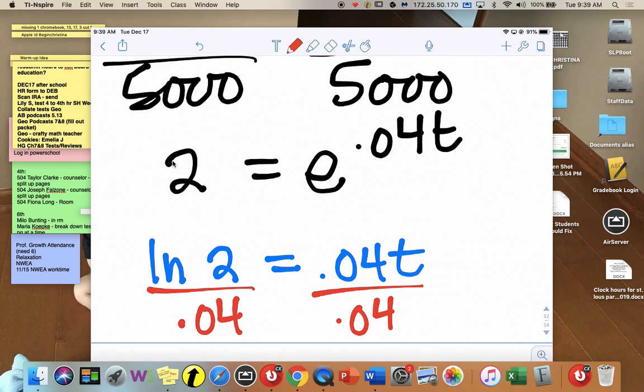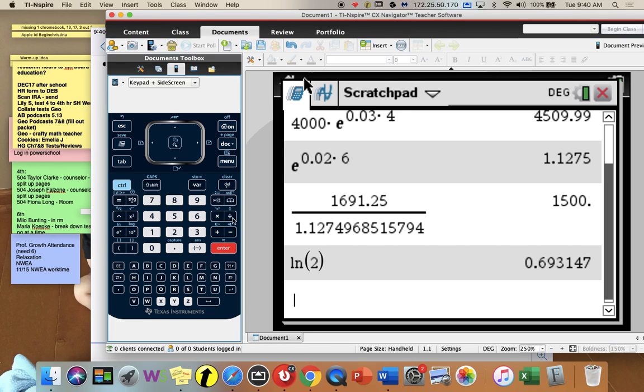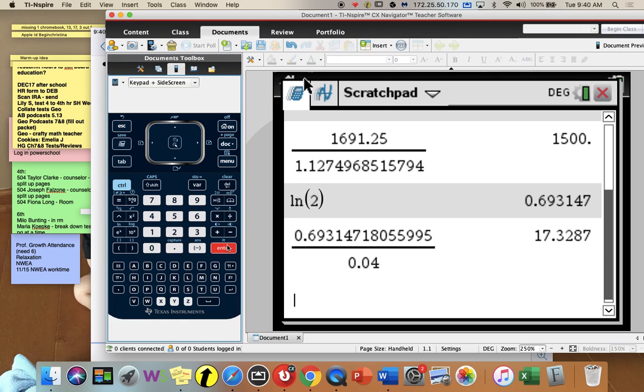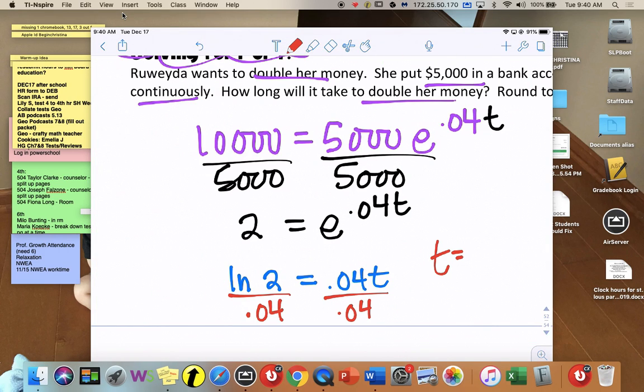So now in our calculator, we can type that in, and we'll do ln, which is control e to the x, and it's 2. I'll hit enter, and I'll divide by the 0.04, the 4%, and it says round to the nearest tenth, so after 17.3 years, Rueda will double her money. So t equals 17.3 years.